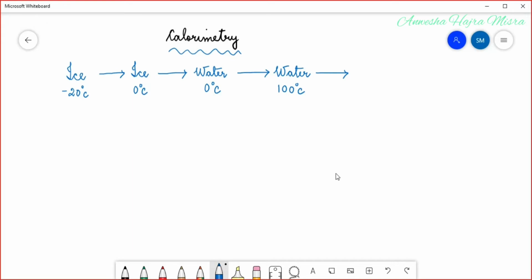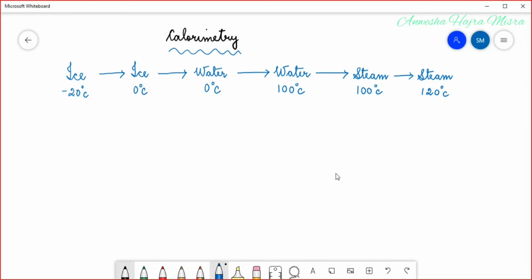When water is heated, it turns to steam at 100 degrees Celsius. And then the temperature of steam rises. Say it rises to 120 degrees Celsius.